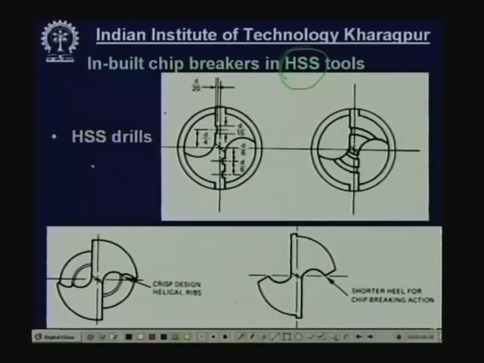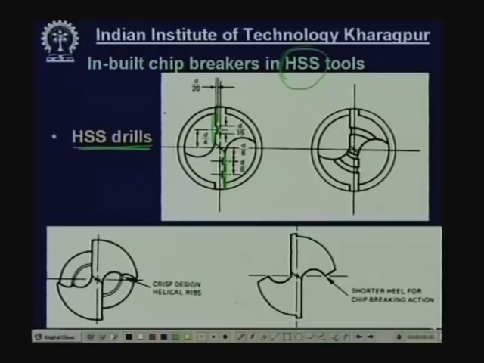Now, let us come to the drill. This is a high speed steel drill. Okay. Now, this is the axial view of the high speed steel drill. This is one main cutting edge and this is another main cutting edge, and the speed varies along the cutting edge.